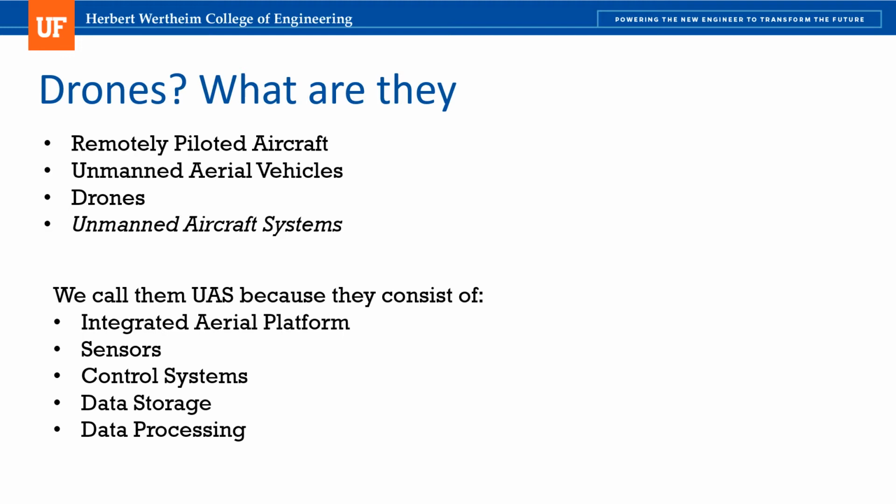We'll start out by asking, what are they? You may have heard of these other names for drones. We commonly call them unmanned aircraft systems since they consist of the integrated aerial platform, sensors, data storage, and onboard data processing.